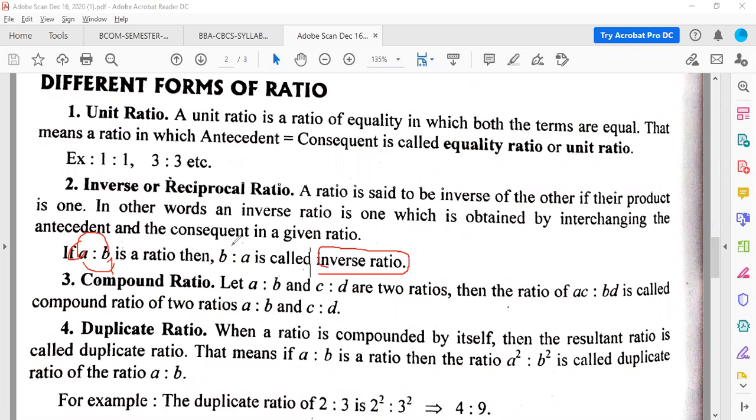Okay, so we will be using a few of these ratios while we are solving the problems. So this is an inverse or a reciprocal ratio. Now the next one is compound ratio.